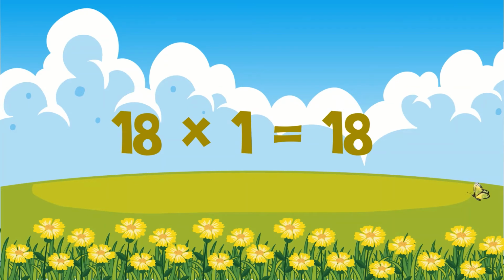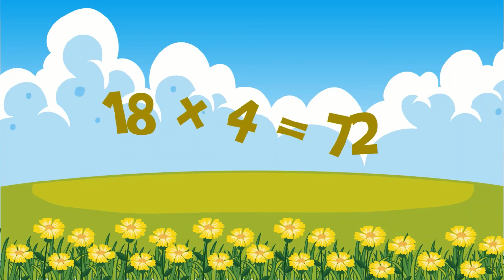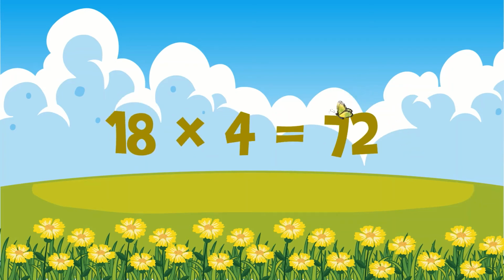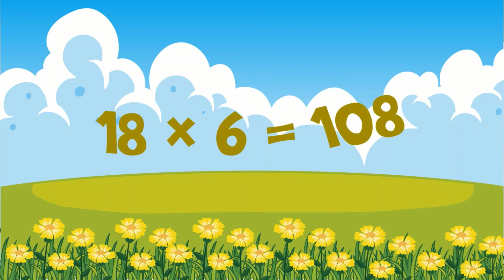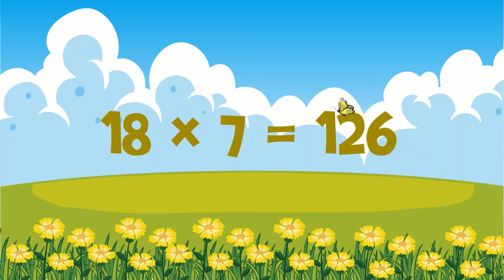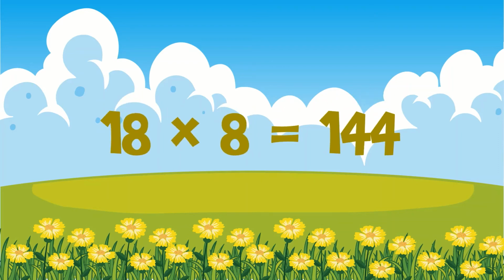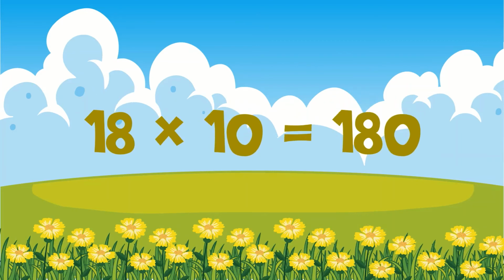18 ones are 18. 18 twos are 36. 18 threes are 54. 18 fours are 72. 18 fives are 90. 18 sixes are 108. 18 sevens are 126. 18 eights are 144. 18 nines are 162. 18 tens are 180. Kids, repeat after me.